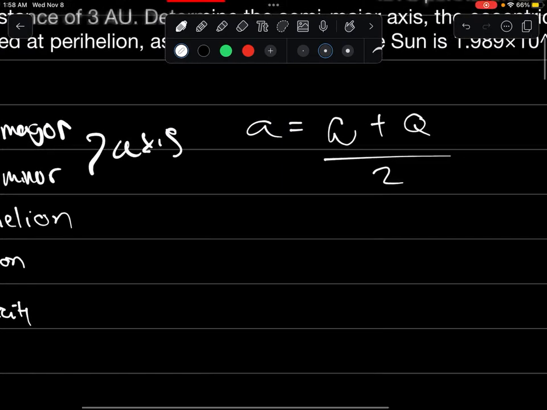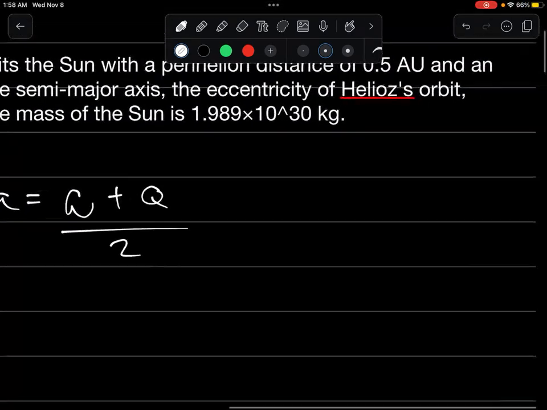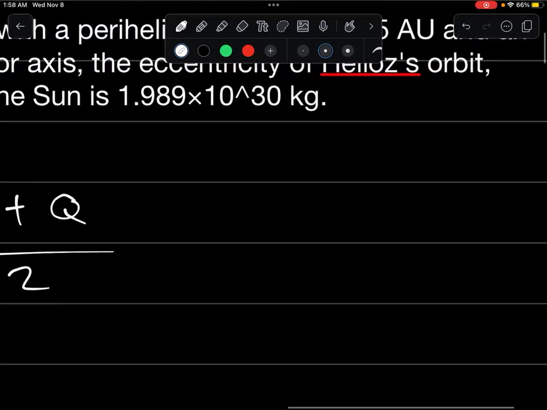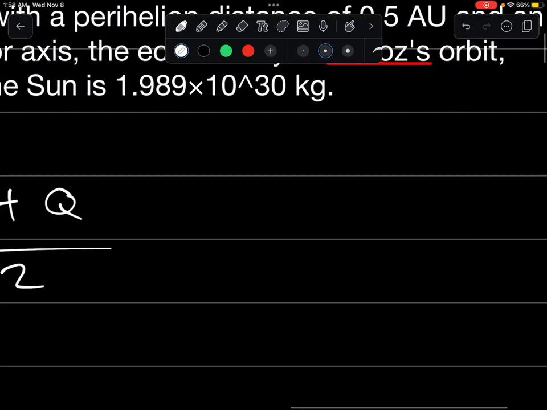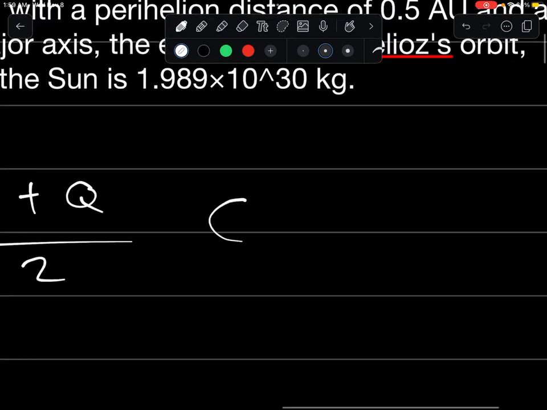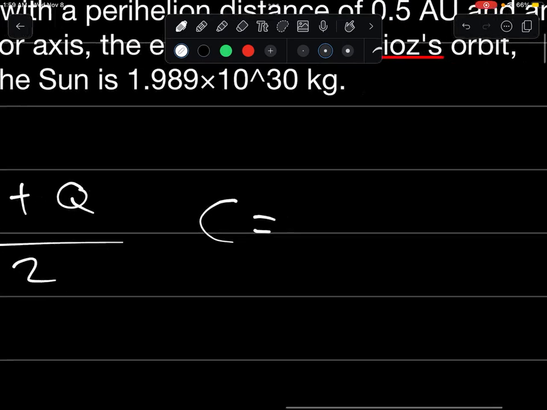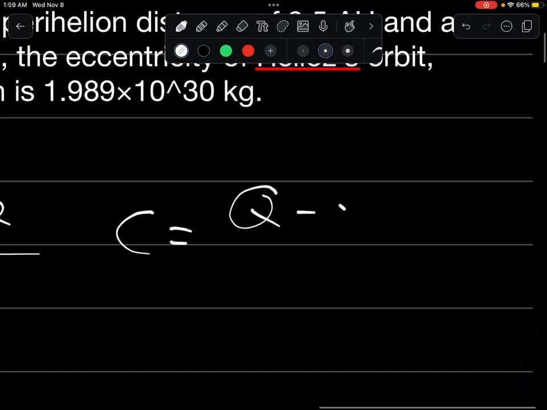So let's express the distance from the center to a focus C in terms of, again, little q and big Q. The distance from the center of the ellipse to either of its foci, which will be represented by C, is directly related to the ellipse's eccentricity. This distance can be found by taking half the difference between the aphelion and perihelion distances, and this step links the geometric properties of the ellipse to the orbital parameters, and can be expressed by big Q minus little q all over 2.